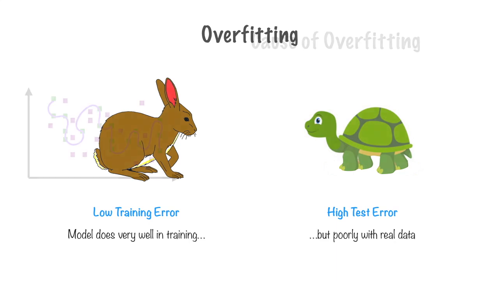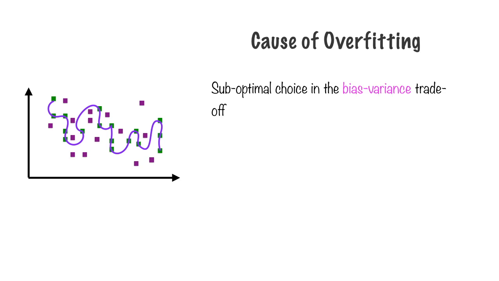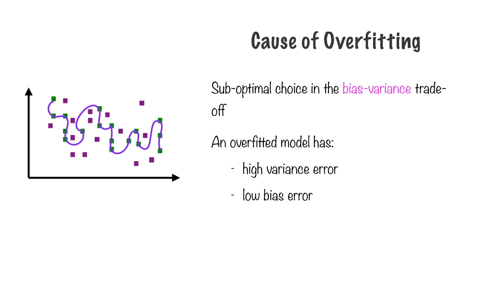There are many trade offs that a machine learning model has to make. Should it be overly complex versus simple? And this trade off is called the bias variance trade off. And if your model is overfitted, that means you've made a suboptimal choice in this bias variance trade off. An overfitted model basically means that your model has a very high variance error, but a low bias error. If you don't understand these terms, don't worry. That's what I'm going to explain just in a bit.